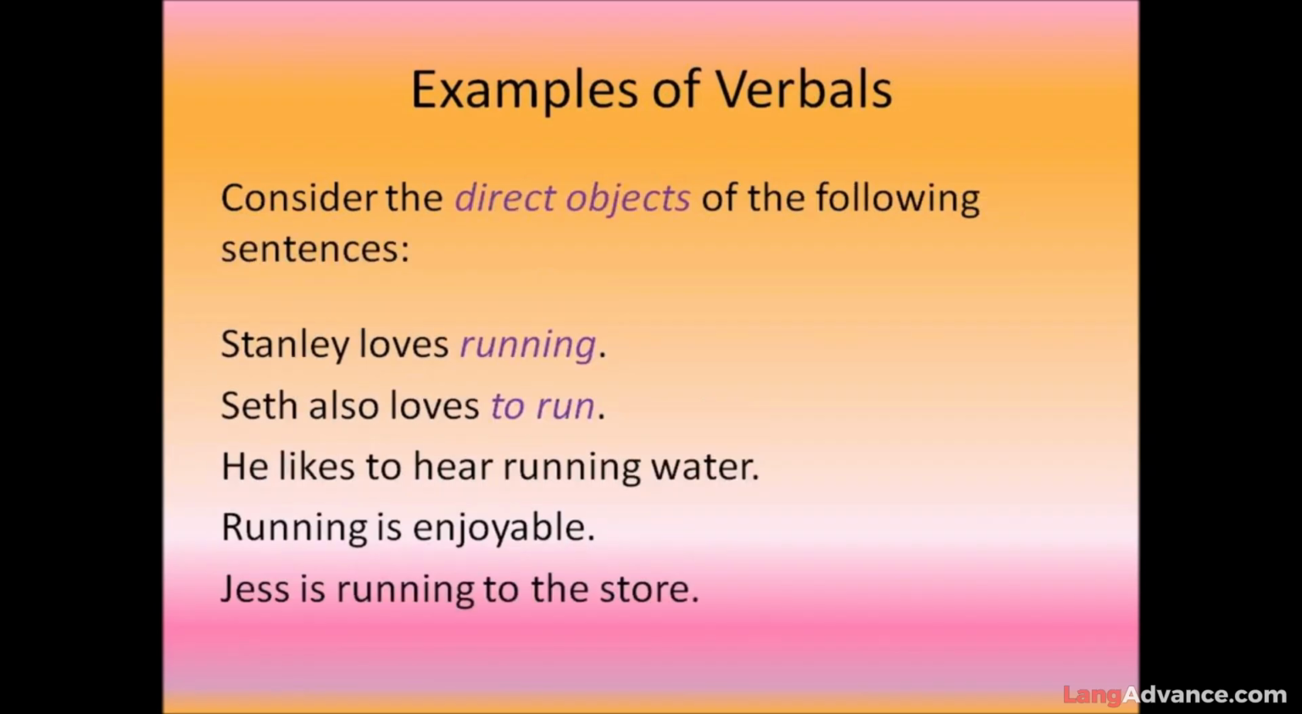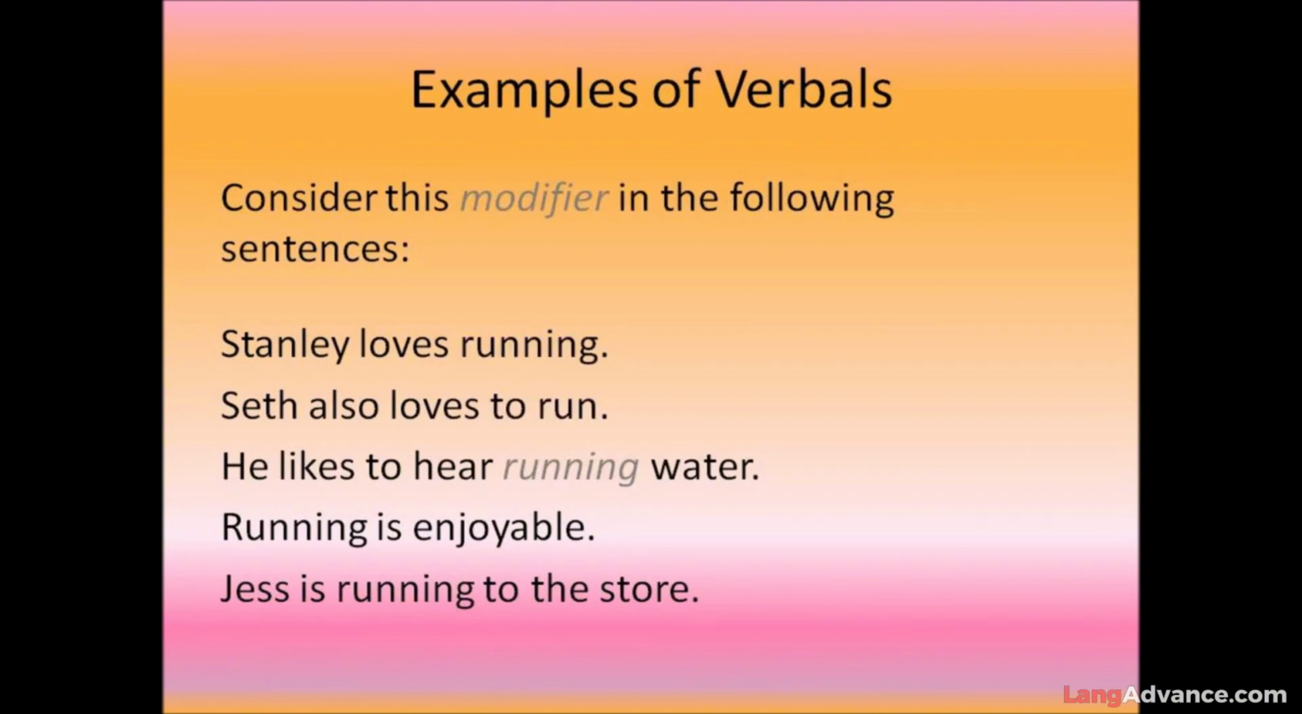As for direct objects, Stanley loves running. Running is the ing form we just saw used in two different ways. Seth also loves to run is the infinitive used as a direct object as well. Consider this modifier in the following sentence. He likes to hear running water. In this instance, it's being used as the participle describing the type of water.